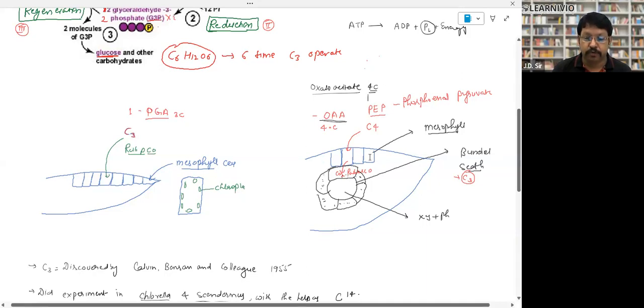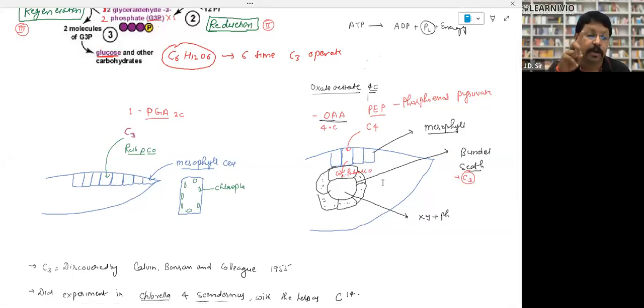This diagram. Mesophyll cell, bundle sheath cell. Right? These are the xylem plus phloem. Right. In mesophyll cell, there is a PEP, phosphoenol pyruvate. And in this bundle sheath cell, there is a Rubisco. So there are 2 enzymes for the carbon dioxide acceptor. Which one? PEP is the first enzyme which is found in mesophyll cell, and Rubisco is another carbon dioxide acceptor, but that is not the first acceptor, that is the second acceptor. That is found in where? Bundle sheath.